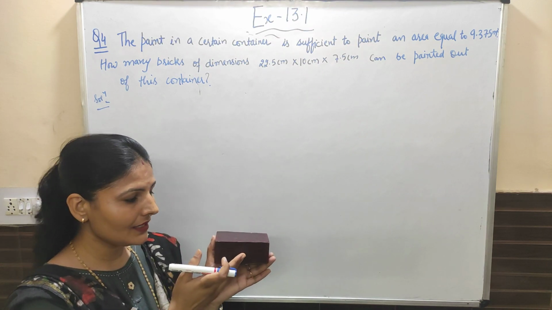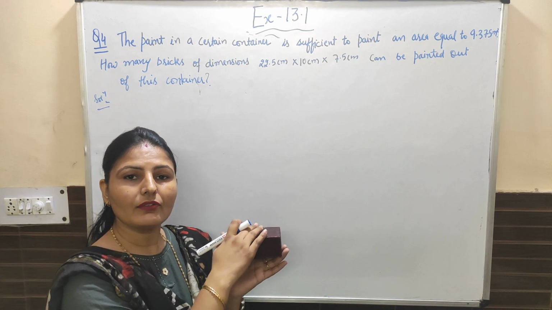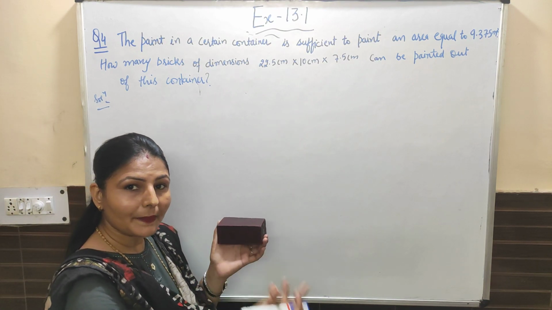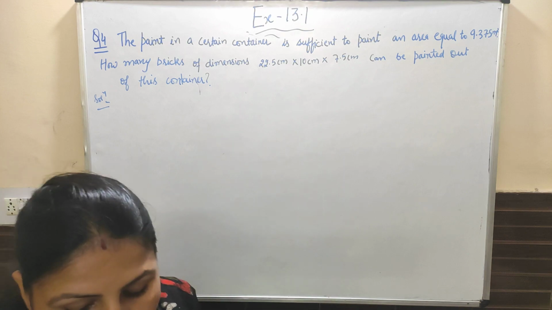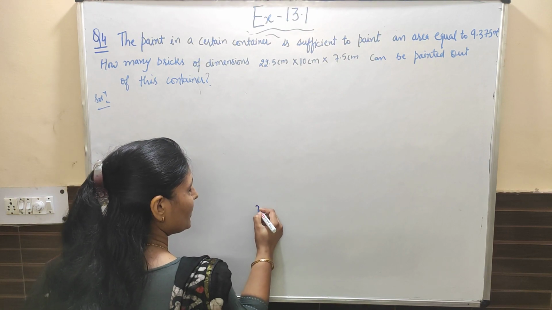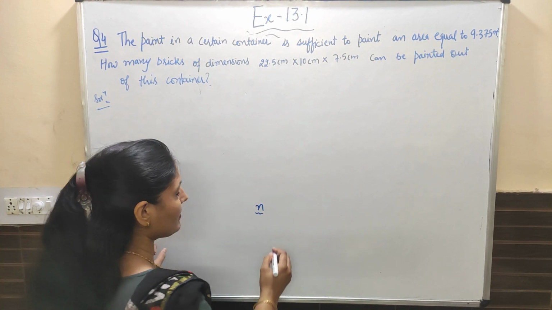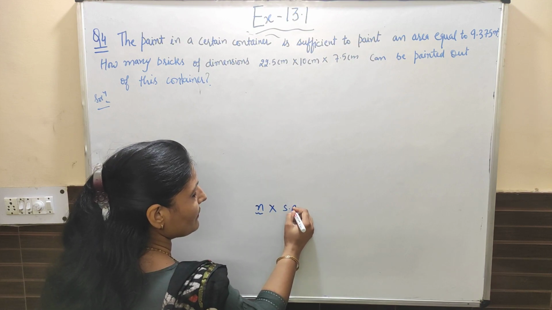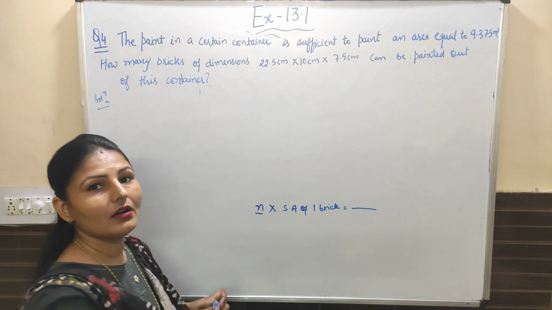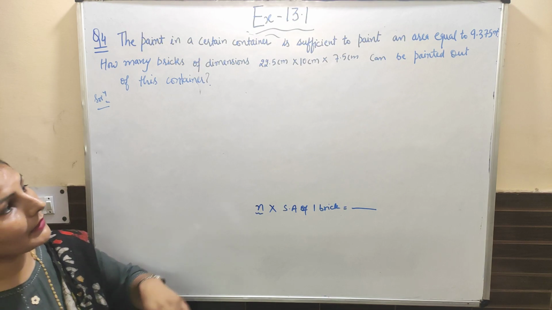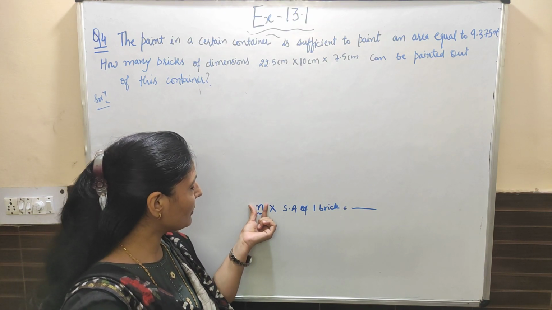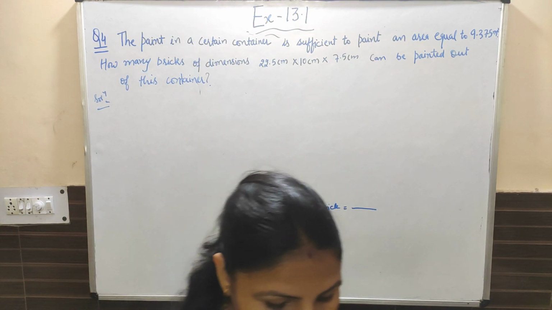First, we will see how much paint is required for one brick. After that, we can calculate how many bricks can be painted with that container of paint. So for this, let n be the number of bricks that can be painted. n into the total surface area of one brick is equal to the area that can be painted, 9.375. From here we can calculate the value of n, the number of bricks.